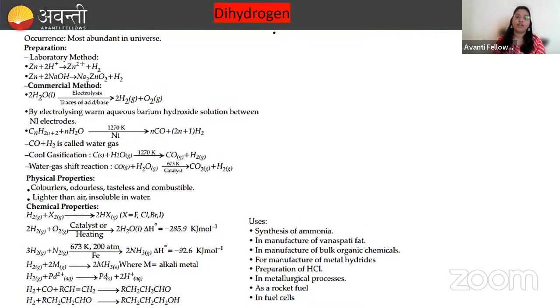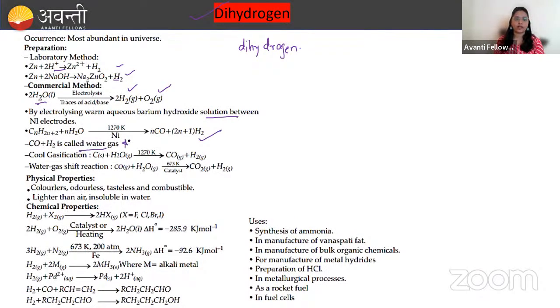Next, a very, very important compound is dihydrogen. Okay, hydrogen's very, very important compound is dihydrogen. So what is dihydrogen? You can see dihydrogen can be prepared by different methods. Okay, and the commercial method is by using water. By electrolysis of water, you can prepare dihydrogen as well as oxygen. Okay, by electrolyzing warm aqueous barium hydroxide solution between nickel electrodes. Okay, so this is again a preparation of dihydrogen. This is very, very important.